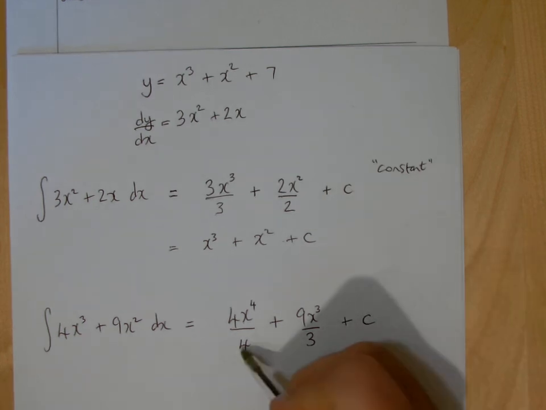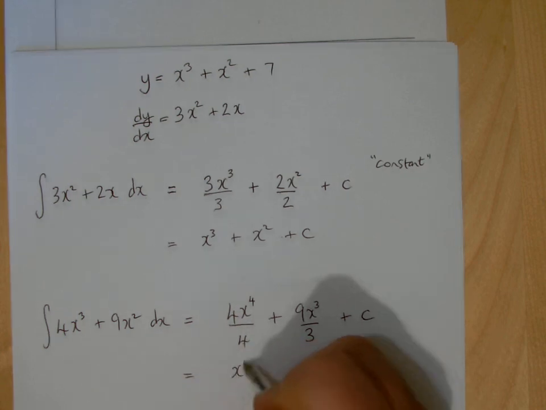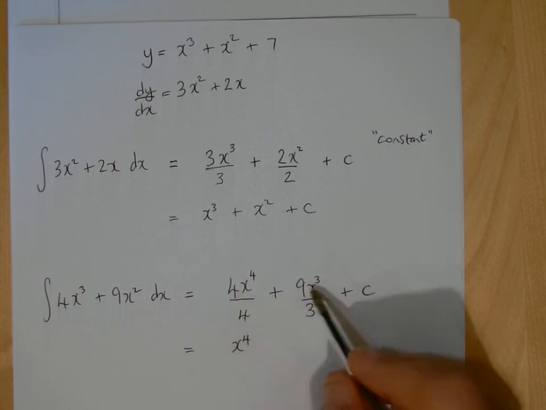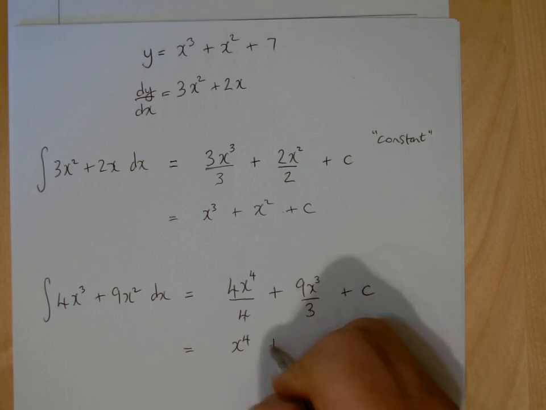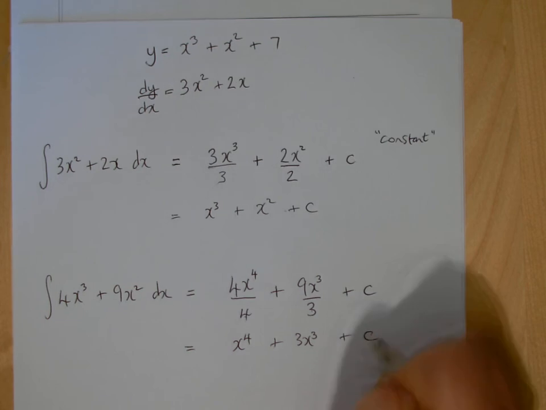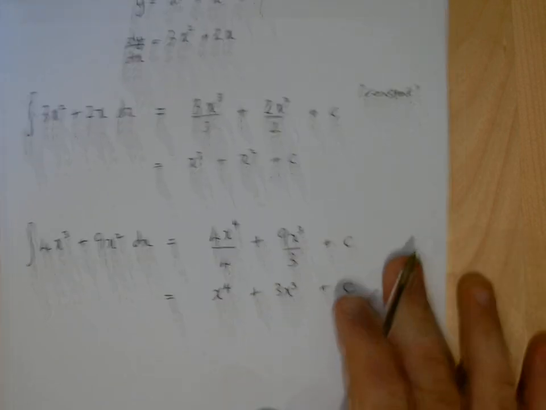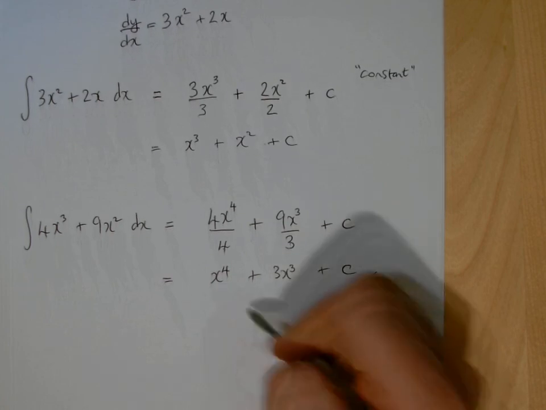So what happens then is 4 divided by 4 cancels, so you get x to the power 4, or 1x to the power 4. 9 divided by 3 is 3, so that becomes 3x cubed. And then you get a constant at the end, okay? And there's the answer there. We've integrated. Now what you can do is check, by differentiating it, to see if you get back to that.